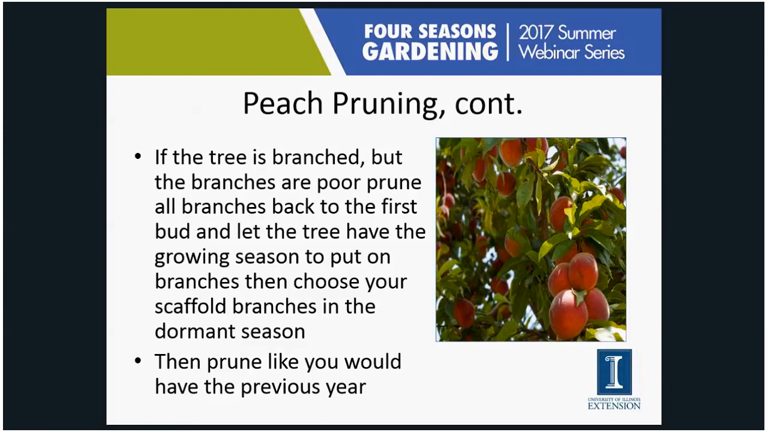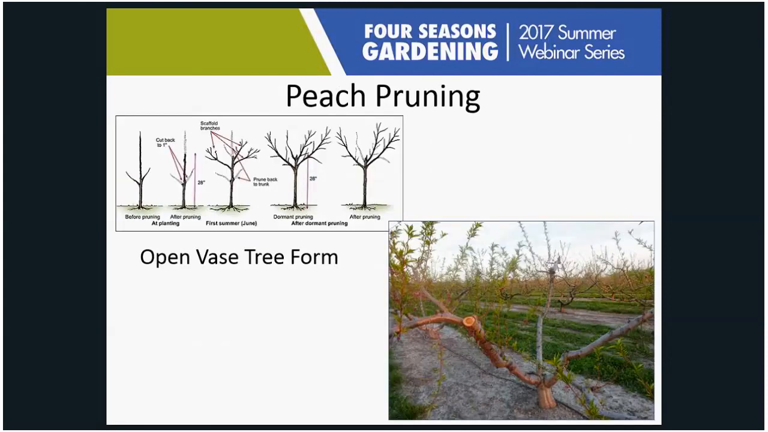The peach grows on new wood, and so it'll be on the tops of the tree branches. If the tree is branched but the branches are poor, prune back all the branches and let the tree have a growing season to put some branches on, and choose your scaffold branches then, pruning like you would have in the previous year. So here's an example of some peach pruning.